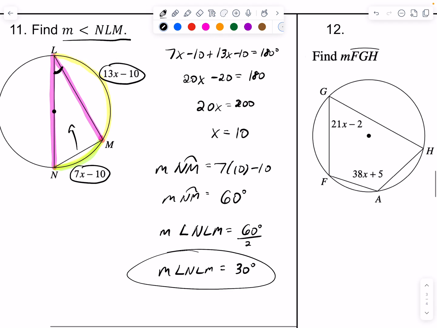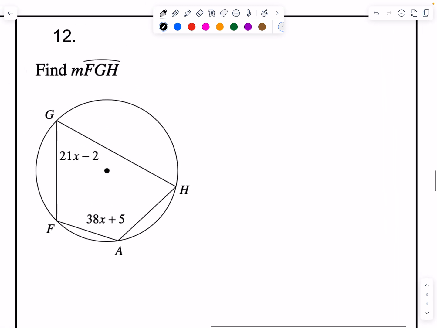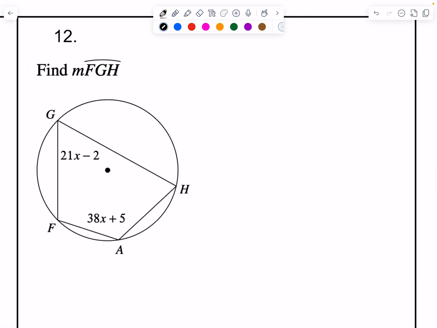All right, very last one. Here we go. Number 12. And again, this is part 1, right? So tune back in a couple days. I'll make sure to post 10.4 part 2.